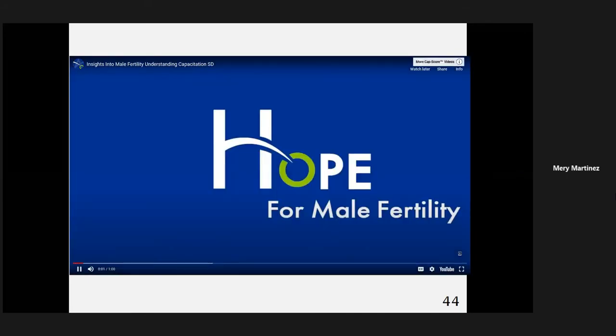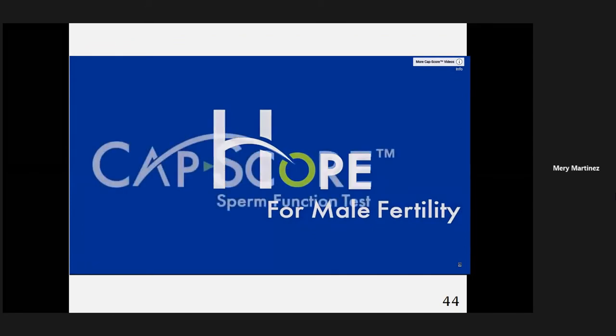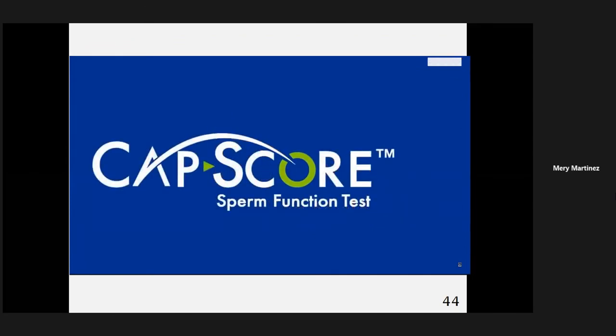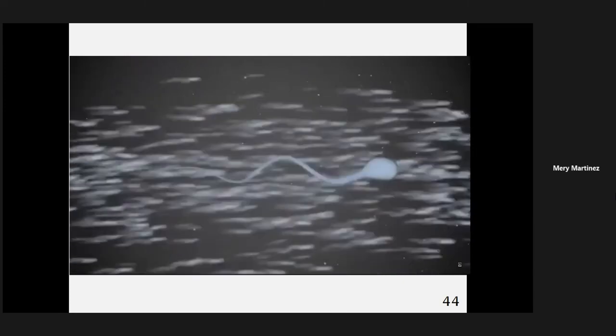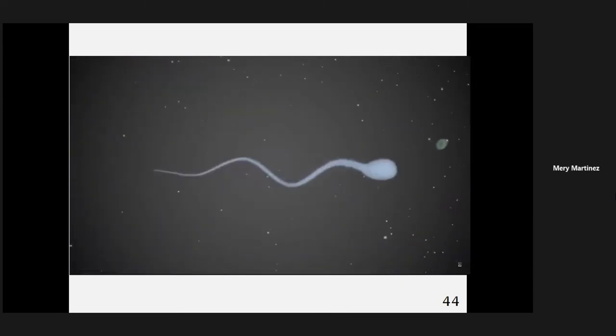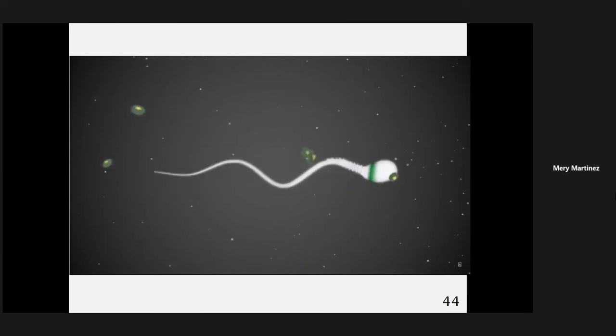Hi, I'm Dr. Alexander Travis, and my studies of sperm capacitation laid the groundwork for the CAP-SCORE sperm function test. Capacitation is a process necessary for a sperm to fertilize an egg, the first step in creating a baby. As they move up the female reproductive tract, sperm must respond to different stimuli that give them the ability to fertilize. As part of this process, specific components are removed from the membranes of the sperm.